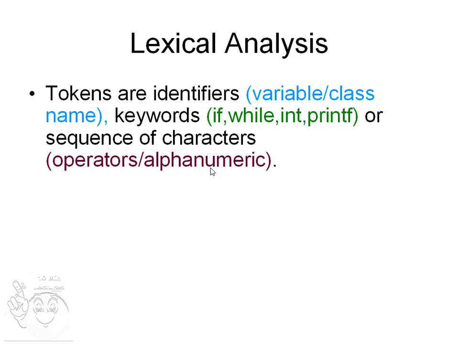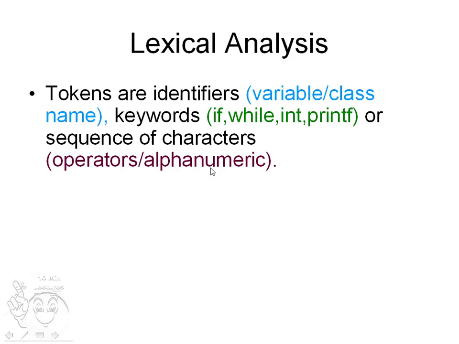Lexical analysis, as we have already explained, is the process of fetching the tokens. Now what are tokens? Tokens are identifiers, keywords, or simply some characters. Characters may be operators. What are operators? Simply plus, minus, multiplication, division, anything. Alphanumeric tokens may be some numbers. Keywords, examples provided here: if, while, int, printf. All these are keywords.